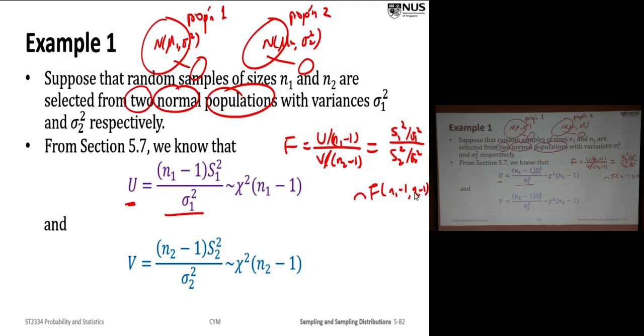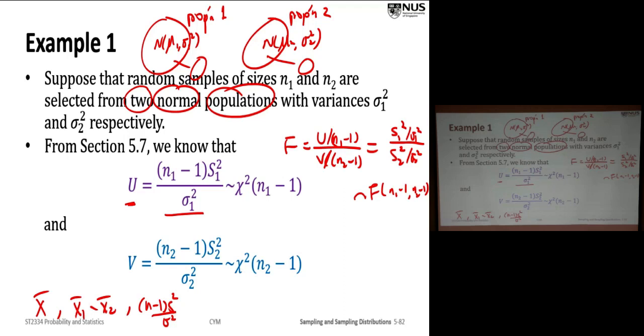So what does it mean? Remember, we talked about the distribution of x bar. We also talked about the sampling distribution of x1 bar minus x2 bar. So far we talked about x bar, and we talked about x1 bar minus x2 bar. We also talk about, it's not exactly s squared, but this one, the distribution of this one. This is for one population, and this is for two populations or two samples.